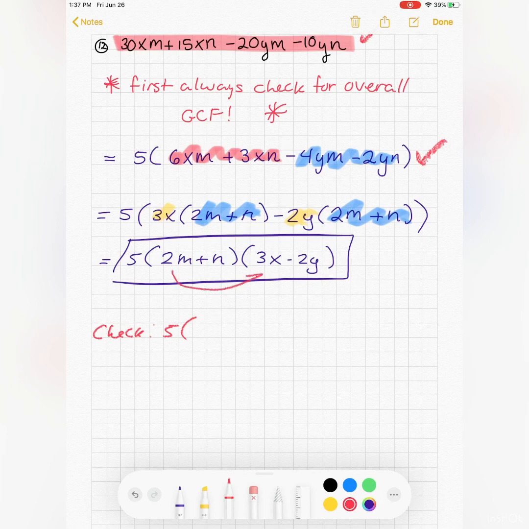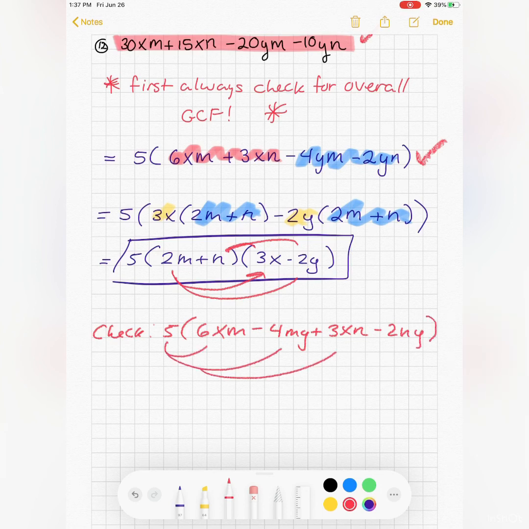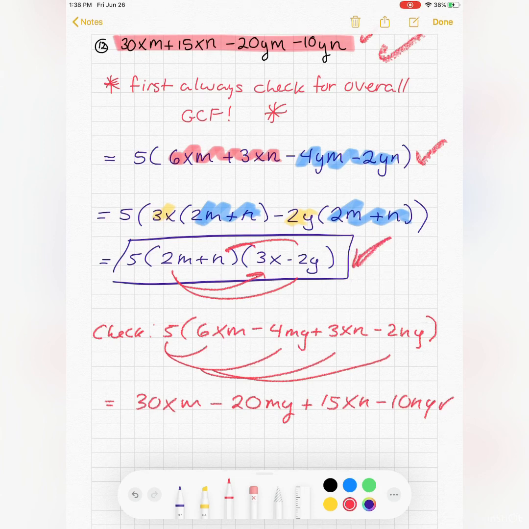So I'd start with doing the FOIL here. So I'd have 6xm minus 4my plus 3xn minus 2ny. Then distribute the 5. 30xm minus 20my plus 15xn minus 10ny. So that is indeed what we started with. So this looks like a good answer.